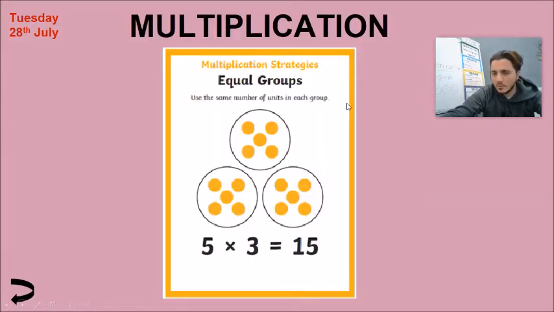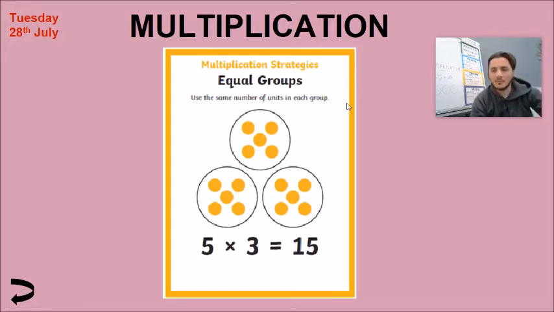So in your packs that Mr. Lewis and I have provided you, you will see a page which has different strategies to help you solve multiplication. One of the sides is yellow and looks exactly like this, and this is what we're focusing on this week: equal groups. So we're using the same number of units in each group.